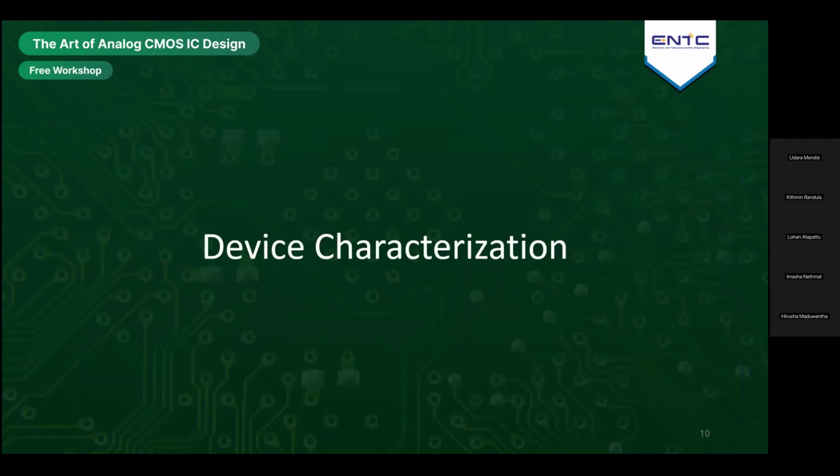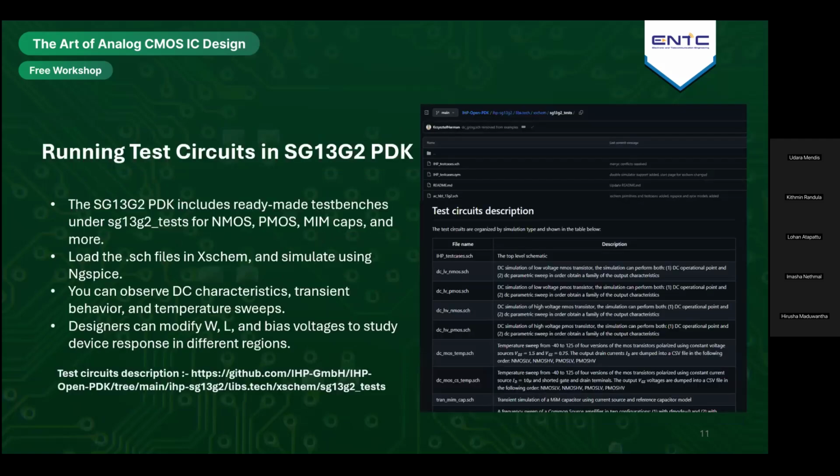Let's talk about device characterization. The IHP PDK provides a very helpful set of testbenches for characterizing devices, all available in the SG13G2 test folder in the GitHub. I will show that folder later. You can see that folder on the right side of the slide. You can load these directly into XSchem and run NGSPICE simulations to extract DC characteristics, perform transient analysis, or run temperature sweeps. One powerful feature is the ability to change W/L or other parameters like bias voltage in the schematic and re-run the simulation to see how the transistor behaves across regions like triode and saturation. You can find this at the link shown here.